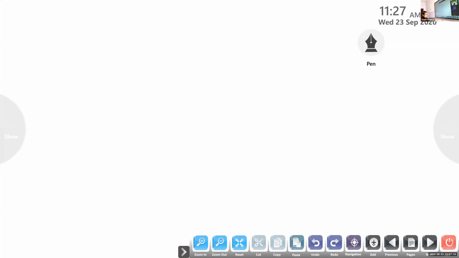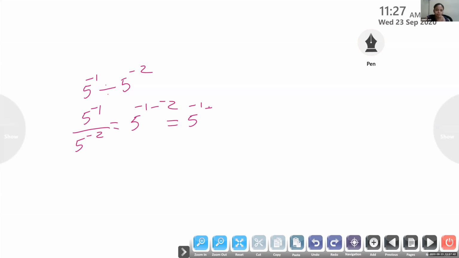Next question. 5 raised to negative 1 divided by 5 raised to negative 2. For direct application of a raised to m by a raised to n equal to a raised to m minus n, it is 5 raised to negative 1 minus negative 2, which is negative 1 plus 2. 5 raised to 1, which means it is 5.